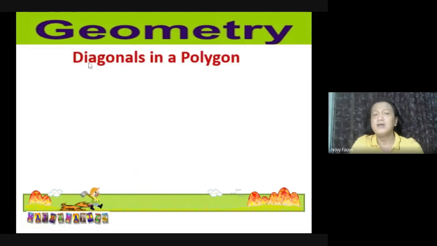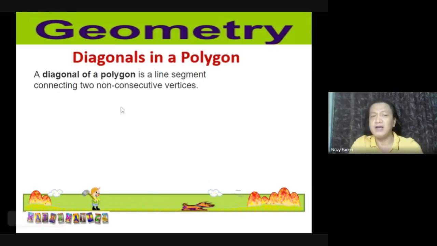And with that, we also have the word diagonals in a polygon. So, ano naman ang ibig sabihin ng diagonals? So, pag sinabing diagonals of a polygon, it is a line segment connecting two non-consecutive vertices. Pag sinabi natin non-consecutive, ibig sabihin hindi magkasunod na vertex. Kapag kinonect mo yon, yun ang tawag sa kanya ay diagonal.